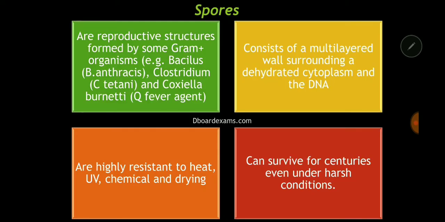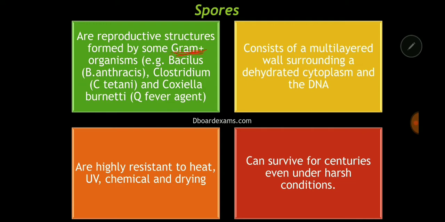All right, now let's discuss spores. Spores are reproductive structures that are formed by gram positive organisms such as Bacillus anthracis, that's the one which forms anthrax, Clostridium tetani, the one that causes tetanus, and Coxiella burnetii, which causes Q fever. All these form spores.